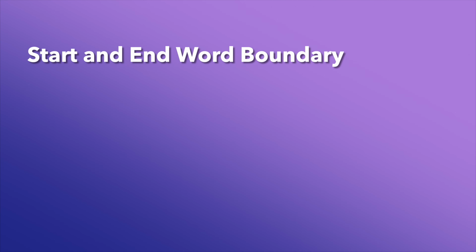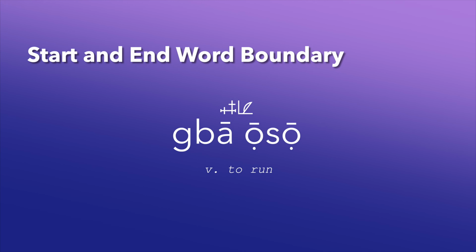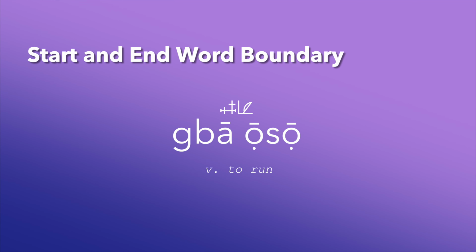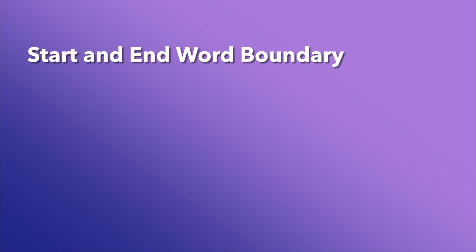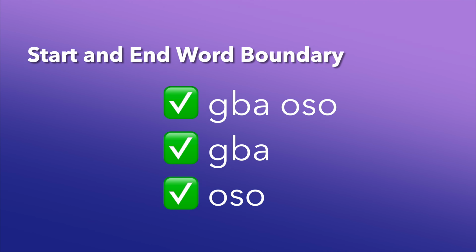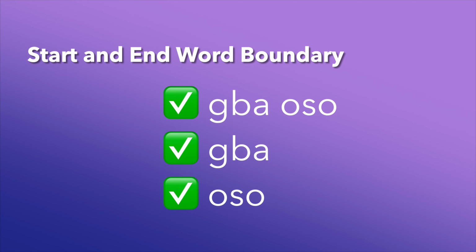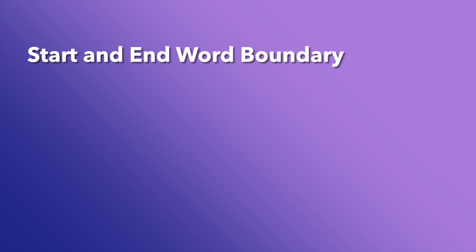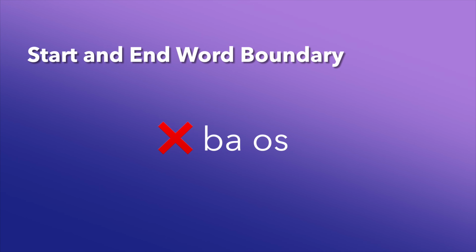In Igbo, a word can be made up of multiple parts. For example, this word means to run, and you can see that there are 2 distinct visual blocks that make this word. So if we want to be able to match to this word, then we allow our user to be able to search using GBA space OSO, maybe even GBA, or even just OSO. But we don't allow our user to type in something like BA space OS and then get that word matched. In that case, nothing would be returned because it's not matching to a whole portion of the word.